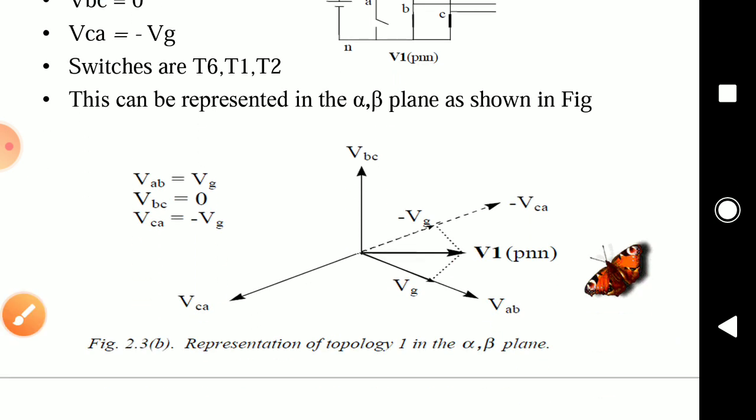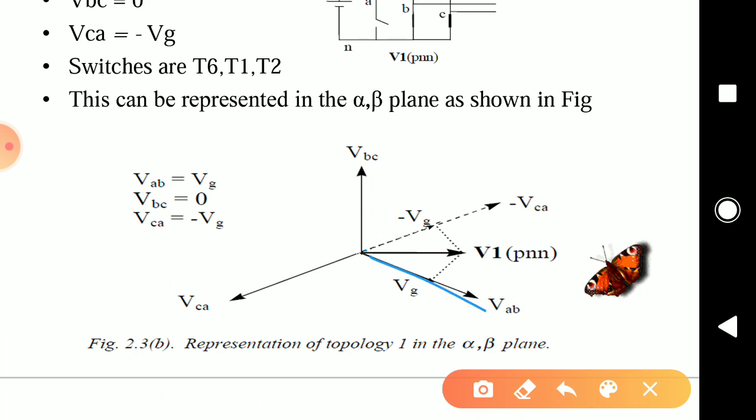Now, we need to represent these in the phasor form. So we drew our three-phase voltages VA, VB, and you need VAB, VBC and VCA. So we drew them 120 degrees apart and we marked the voltages. You have VAB having a voltage VG.